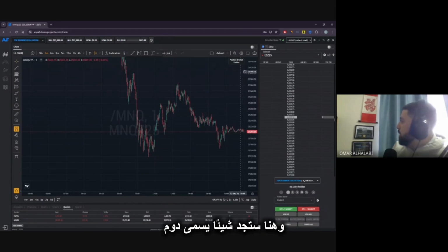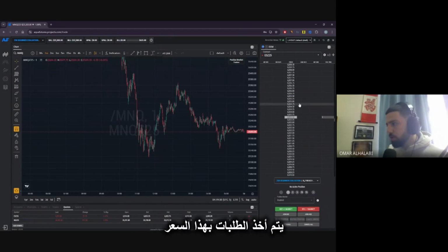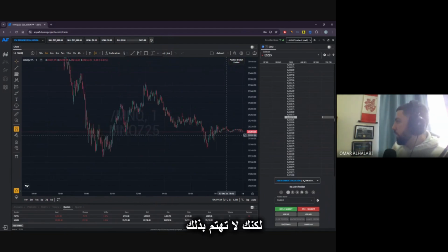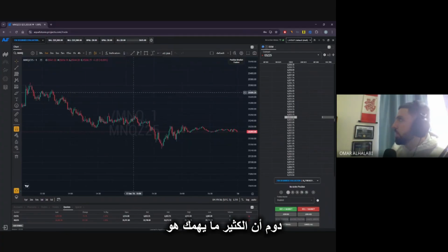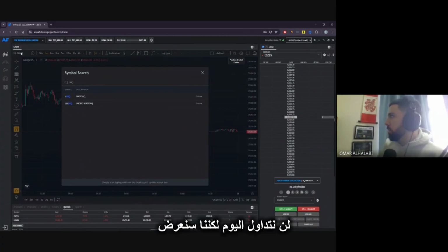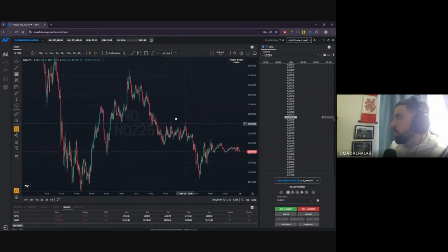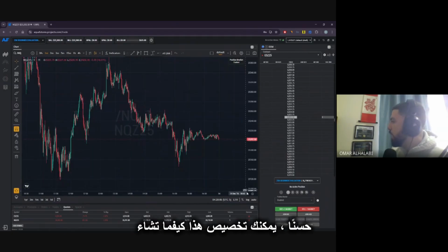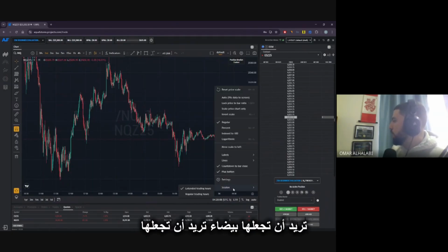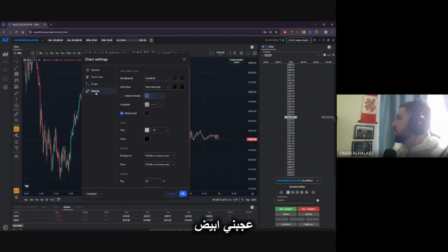Okay, and here you're going to find something called a DOM. The DOM basically shows you how many orders are being taken at this price. But you don't care about that DOM that much. What you care about is we're going to trade today. We're not going to trade today, but we're going to show NQ. This is the NASDAQ chart. Okay, you can customize this however you like. You want to make it white, you want to make it however you like, you can customize it. I like it white.